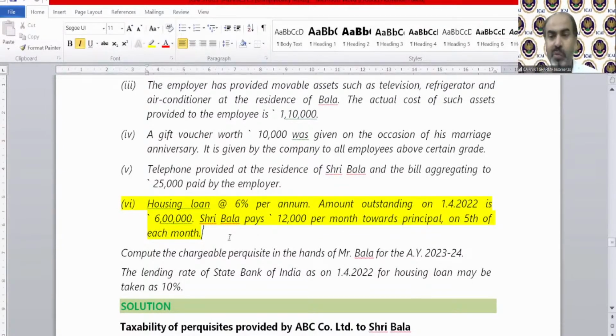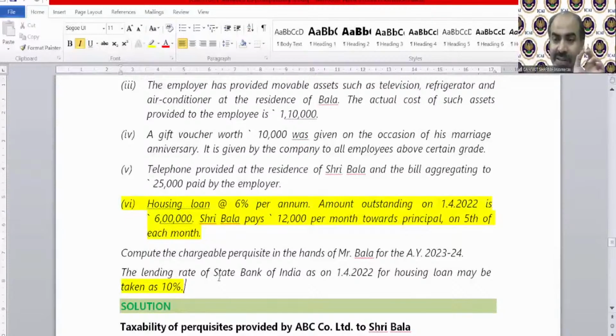So it's a calculation provision, and here's a question to make you understand this provision very easily. Housing loan 6% per annum, amount outstanding on 1st April 2022 is 6 lakh rupees. And Shri Bala pays 12,000 per month toward principal on 5th of each month. SBI rate given in the question is 10%. You are receiving it at 6% per annum. So benefit is for 4%. 4% needs to be taxed on the outstanding amount of rupees at the end of every month.